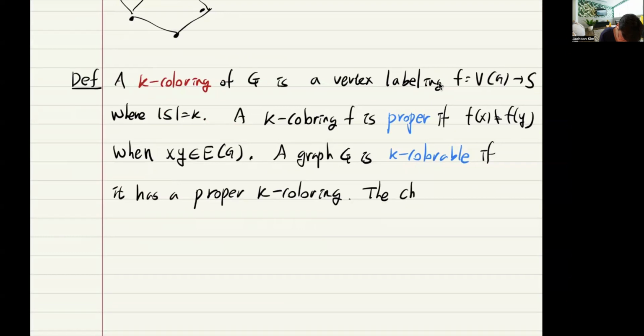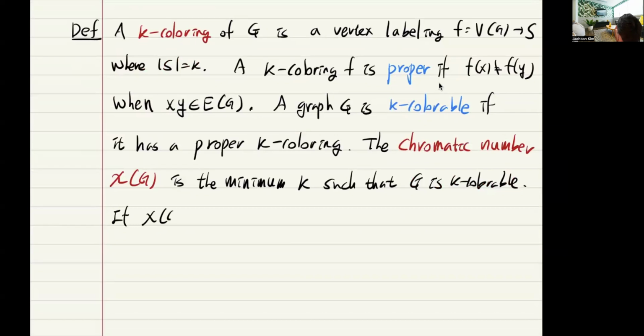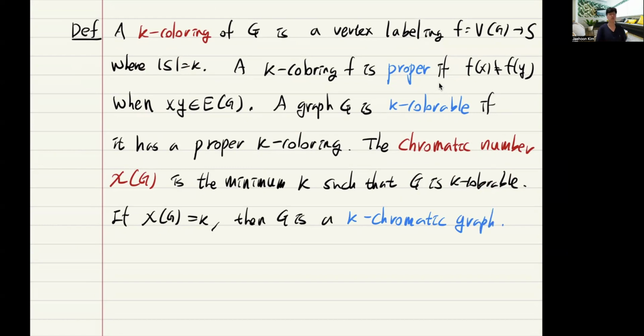And we define the chromatic number, and write this as chi of G. This is the minimum K such that G is K-colorable. And if chi of G is exactly K, then we say that G is K-chromatic, a K-chromatic graph. So we define this concept, and then we define this parameter, chi of G.